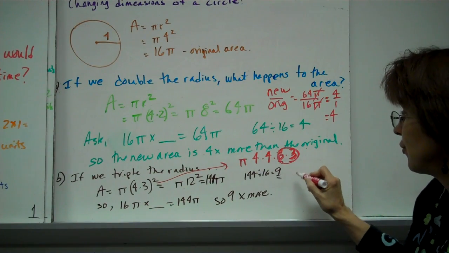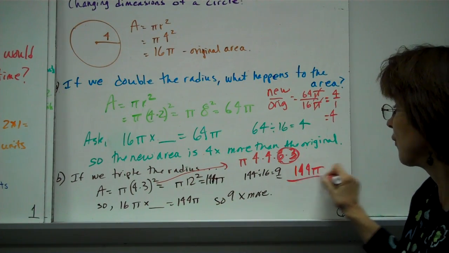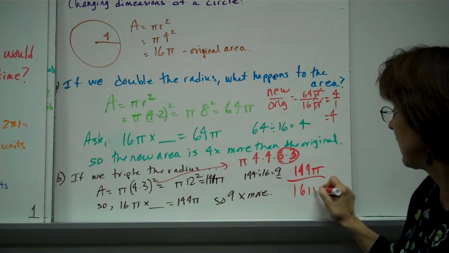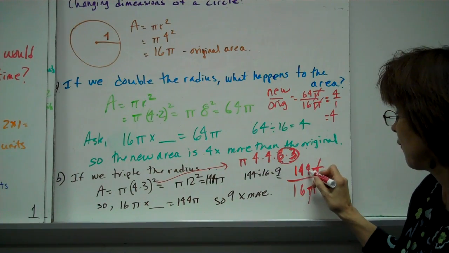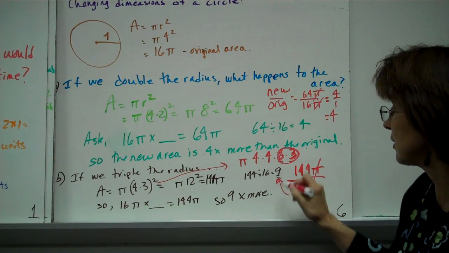Or again, you could do the new 144 pi over the original, which was 16 pi. And again, those will reduce. And then you have 144 divided by 16, which is equal to 9.